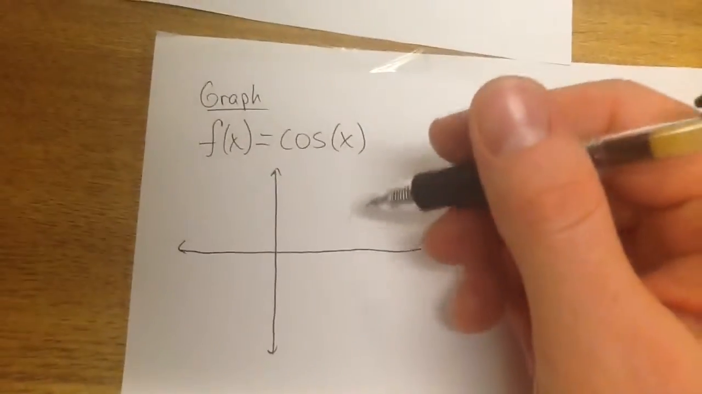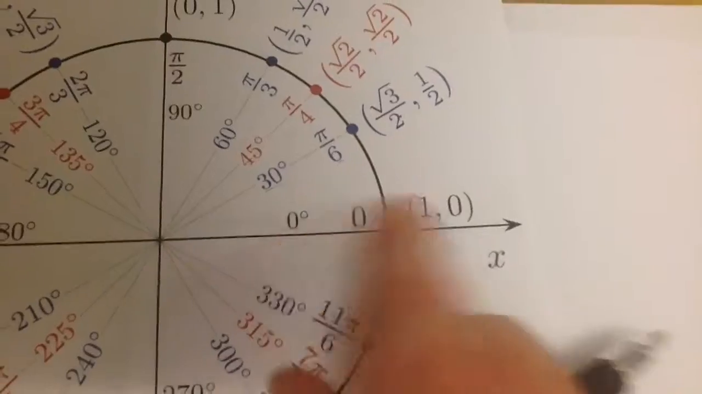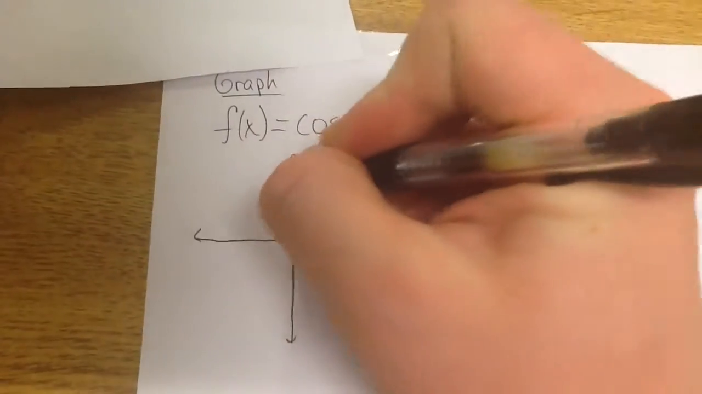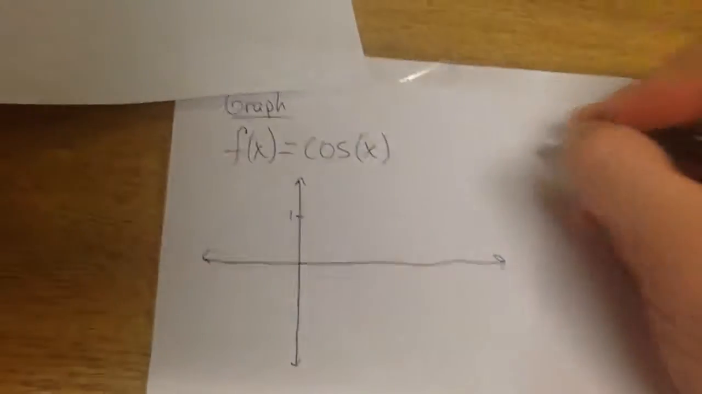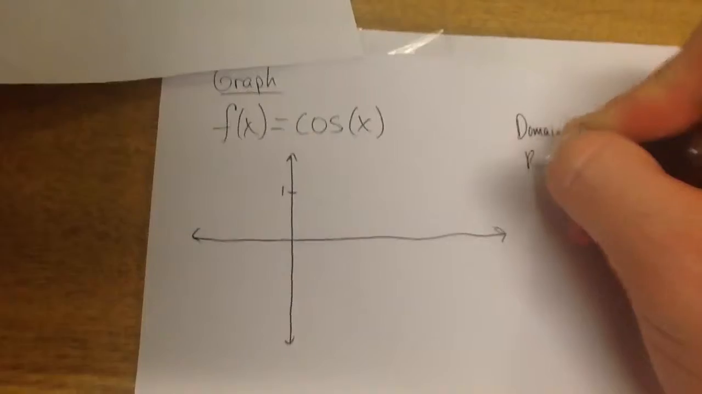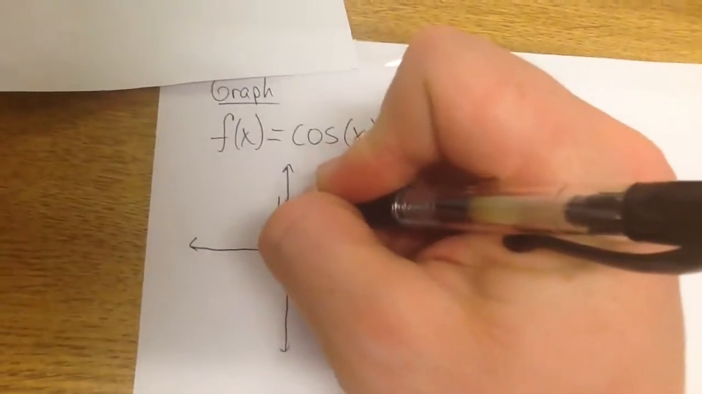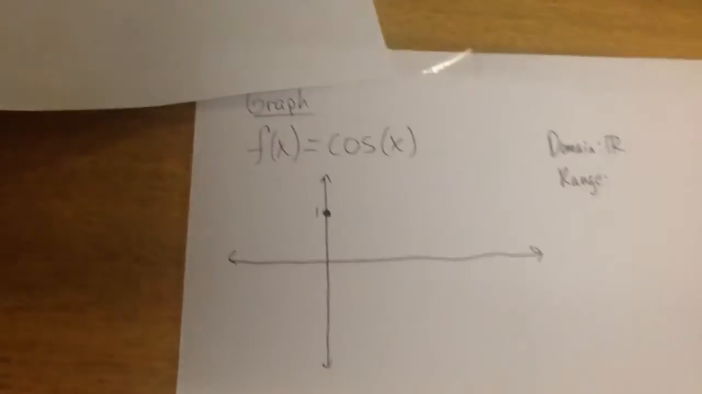So let's think about plugging numbers in here. What's going to happen? If I plug in 0 for x, what's the cosine of 0? Well, here's 0. Cosine, remember the x value, it's 1. So the y-intercept is going to be 1. Our domain was all real numbers. Let's think about range real quick. Well, not yet. I don't know what's going to be easier to think about first.